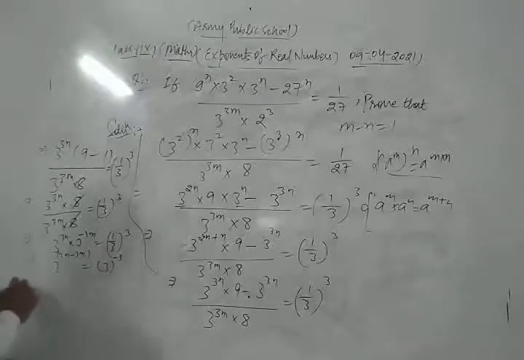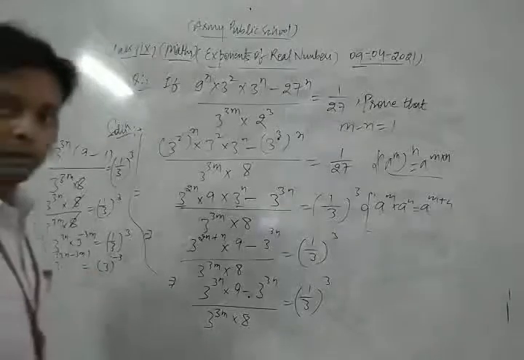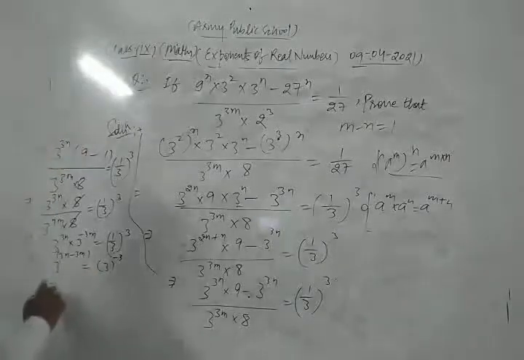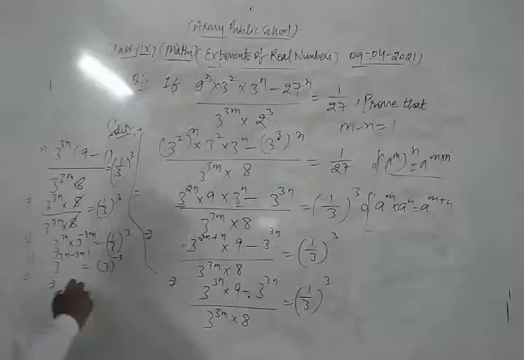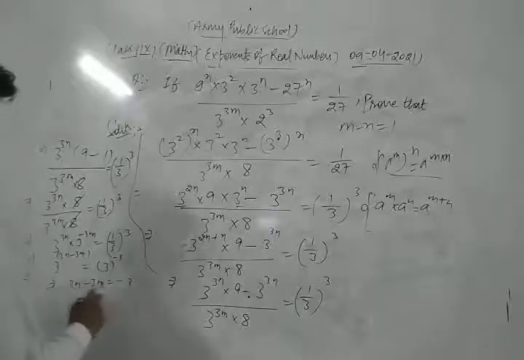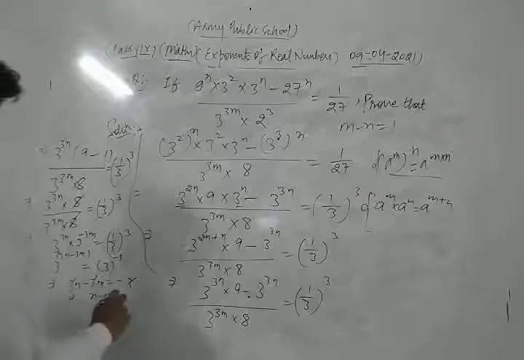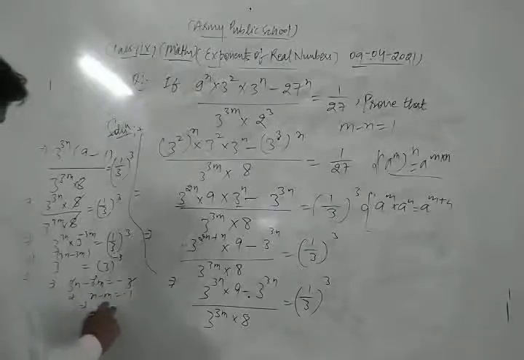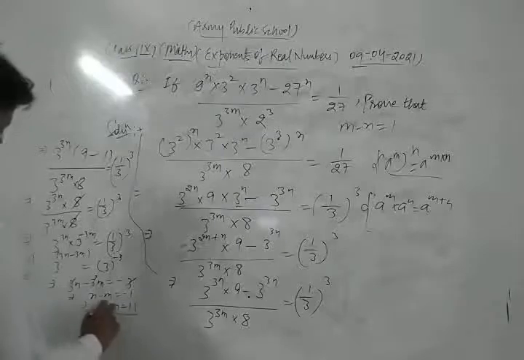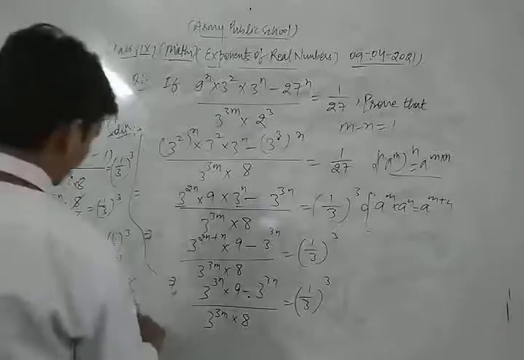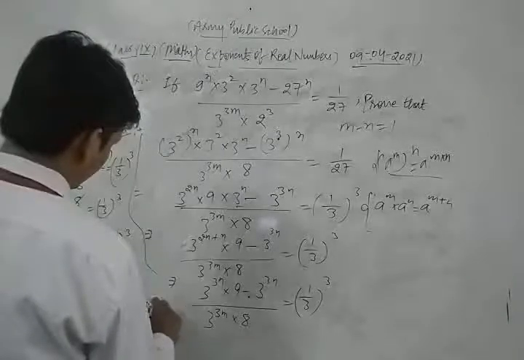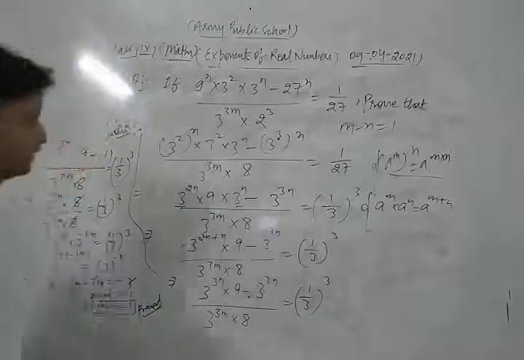Now after comparing both sides we get 3n minus 3m is equal to minus 3. We take 3 common, so they cancel each other. So n minus m is equal to minus 1, that is m minus n is equal to plus 1. M minus n is equal to plus 1. Hence proved the result.